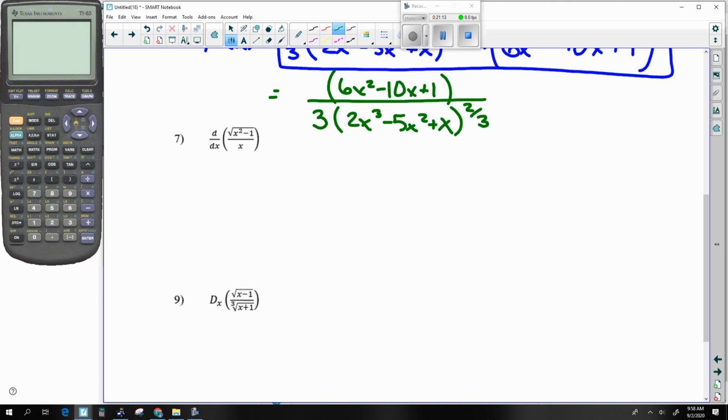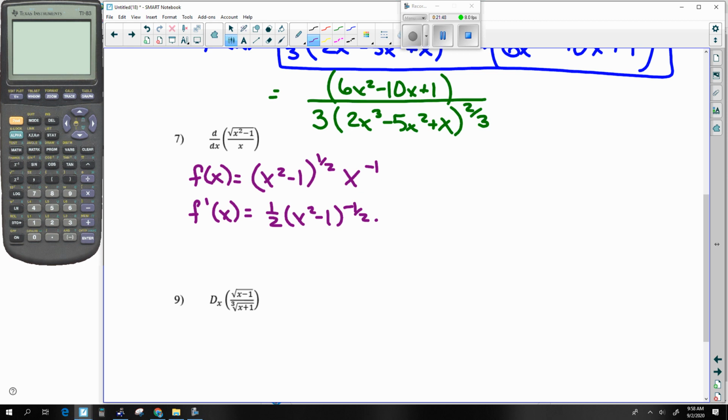Okay, what's the derivative of that? So let's rewrite this. F of x. I got a square root on the numerator, so that's the x squared plus 1 in the numerator. And then I have an x in the denominator, so that's to the negative 1. So again, this is going to involve the product rule while simultaneously using the chain rule. So the derivative of the u, the first bit of this, is going to be 1/2 x squared minus 1 to the negative 1/2 times 2x. All right, so that's the u prime.